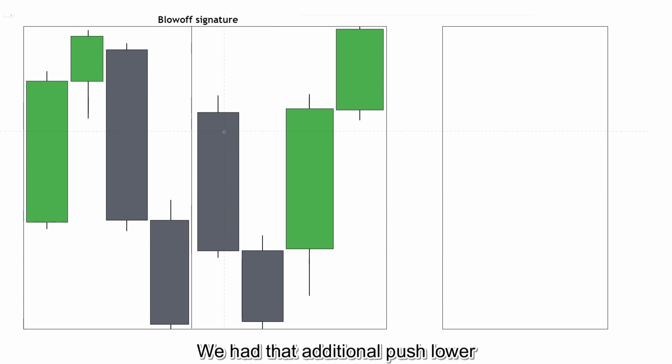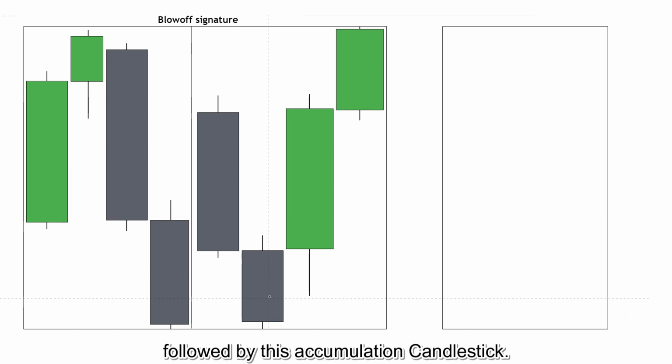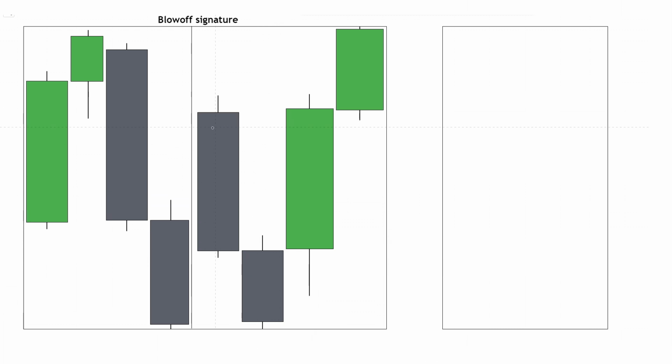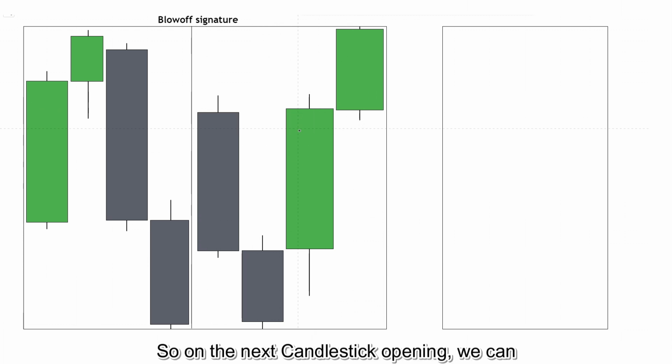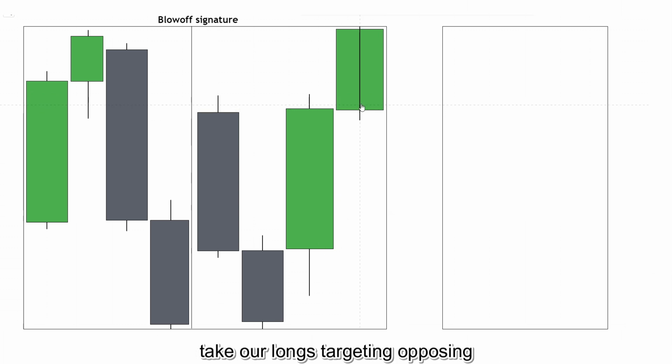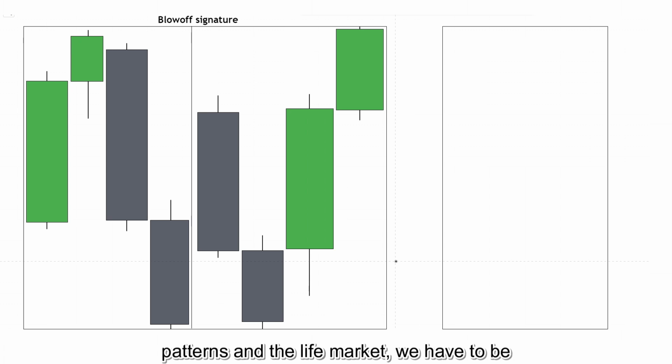We had that initial push lower, followed by this accumulation candlestick. Then we had this strong displacement candlestick higher. This is that Blowoff signature, so on the next candlestick opening, we can take our longs, targeting opposing liquidity, which is higher prices. But before we can start looking at the patterns in the live market, we have to be aware of overall narrative and how to anticipate this formation to happen.